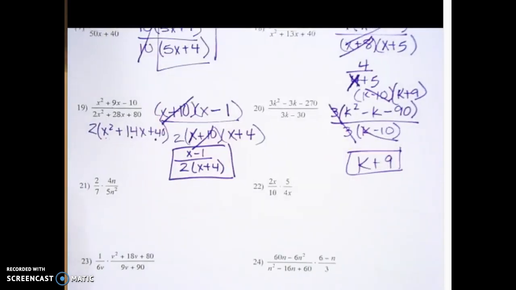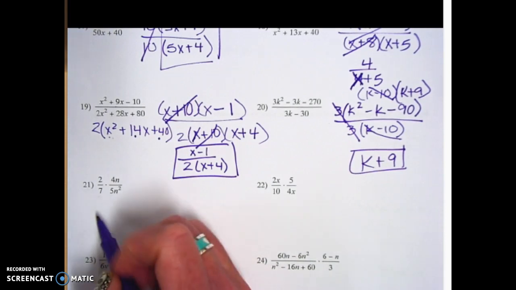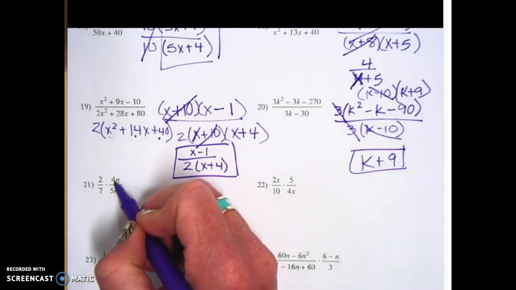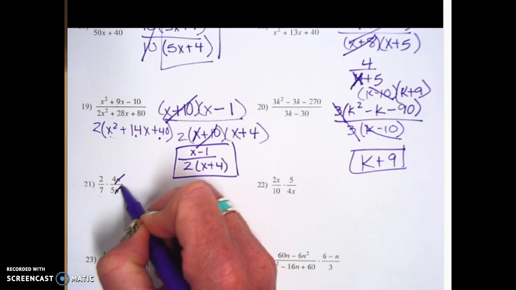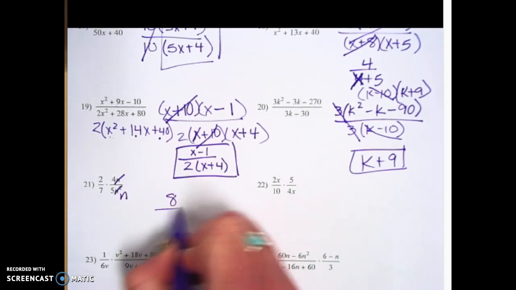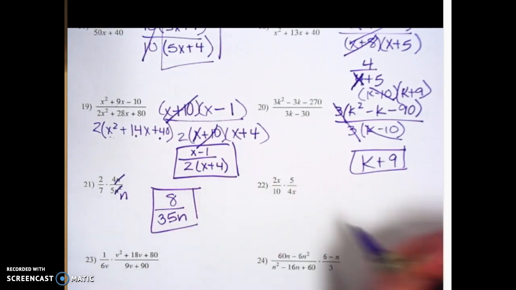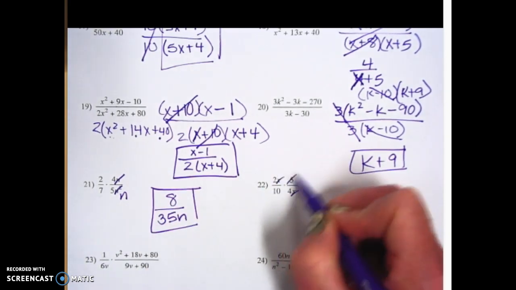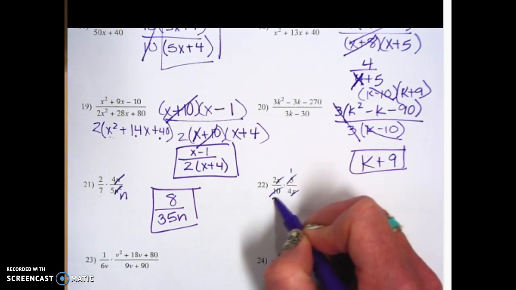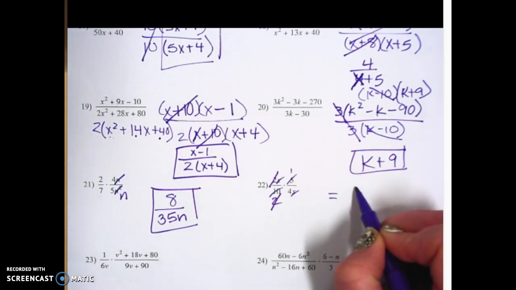All right, looks like we get a little easier, yay. Okay, anything reduce? Yes, n to the first and n to the second. N to the first cancels, n to the second becomes n. 2 times 4 is 8, 7 times 5 is 35, and there's an n. X's cancel. 5 and 10 reduce to 1 and 2. So we are left with 2 cancel. So we're left with 1 over 4.